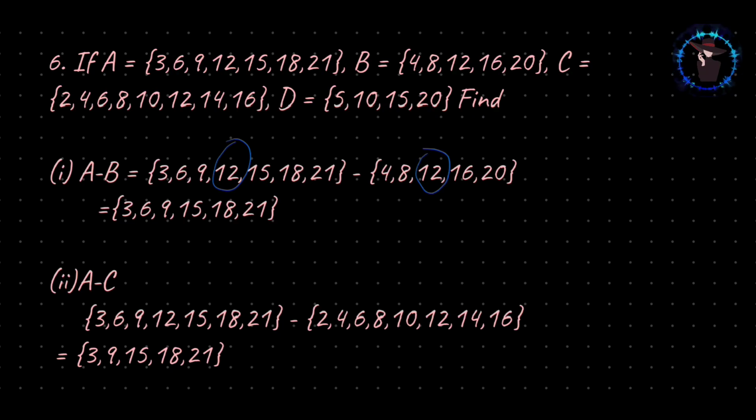That is the intersection part. The rest, the values of A that are not in B, so 3, 6, 9, 15, 18, 21 is the answer.